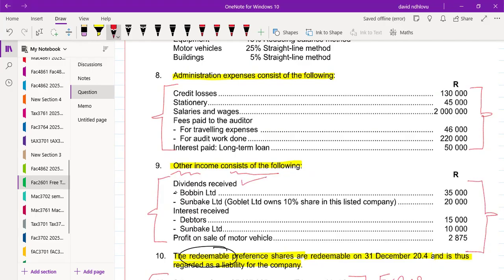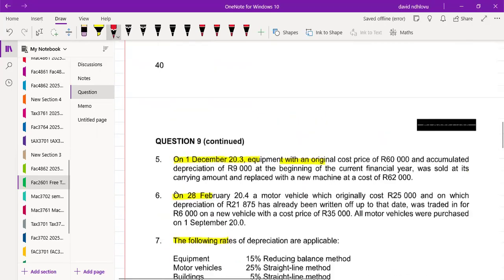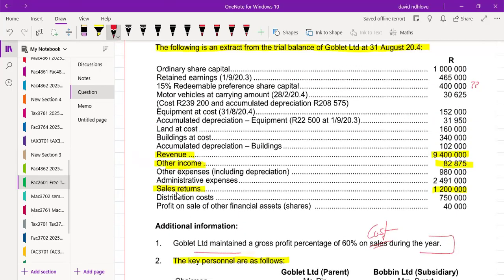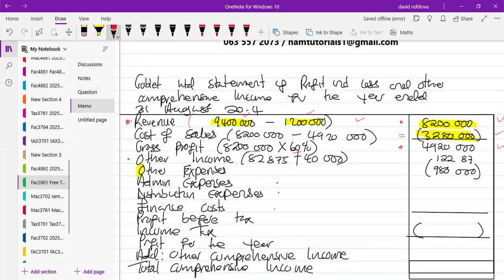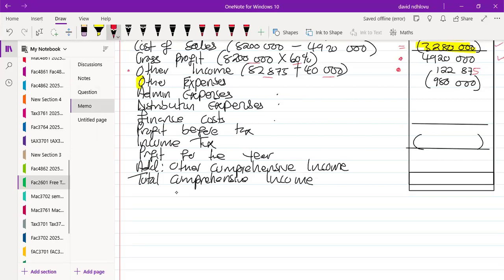So we had some dividends income received, interest received, and there was a profit on the sale of a motor vehicle. Then, besides this, we were also given another profit, which is profit on the sale of other financial assets. We sold some of our shares, which is a financial asset, and we earned a profit of 40. So therefore, it was that total given plus the 40,000, then we got the 122. I think that figure should be 75 then. Right, so this is where we ended in the previous session. Any questions before we continue?